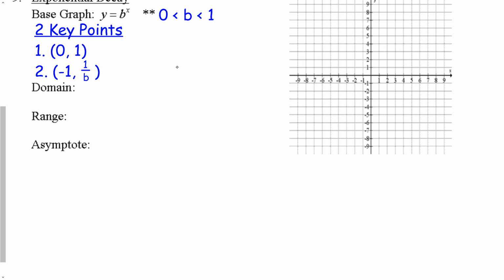So again, let's say we just use a random example here. We'll go back to that one that we just had: y equals 1/3 to the x. So if we use y equals 1/3 to the x, our 2 points that we would have would be (0, 1) and (-1, and then the reciprocal of the b value). The b value is 1/3. The reciprocal of that is 3. So we again have this graph that curves towards the x-axis.